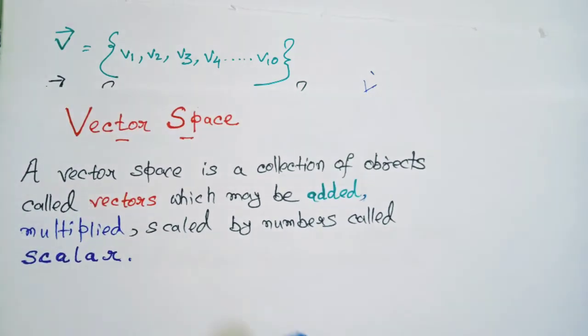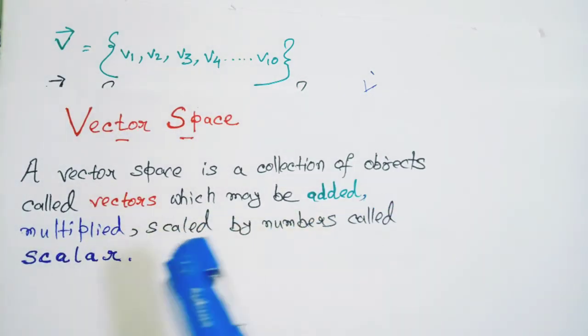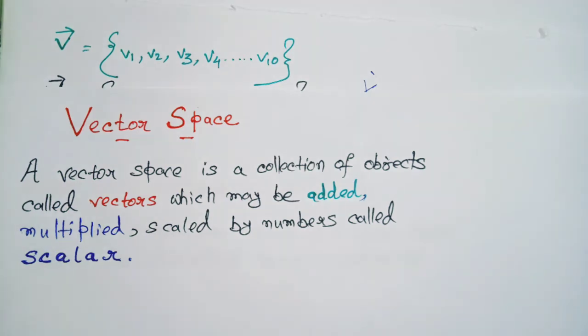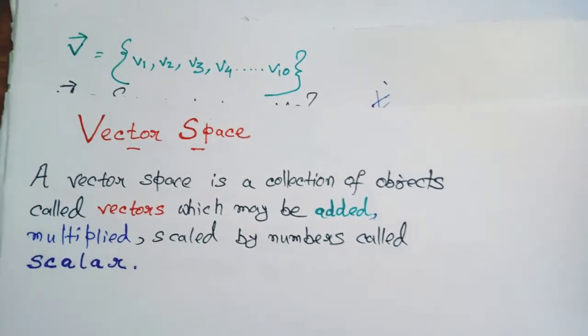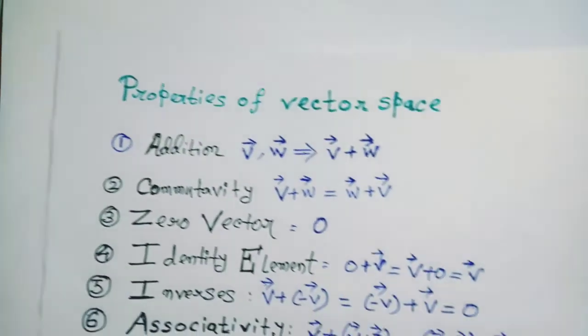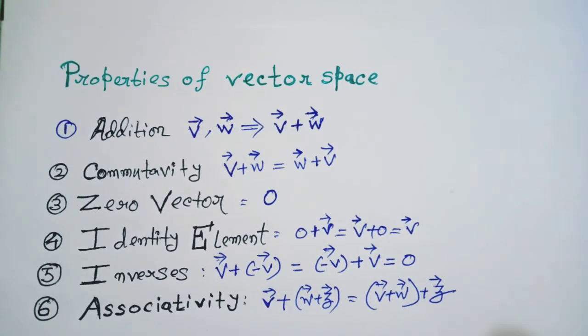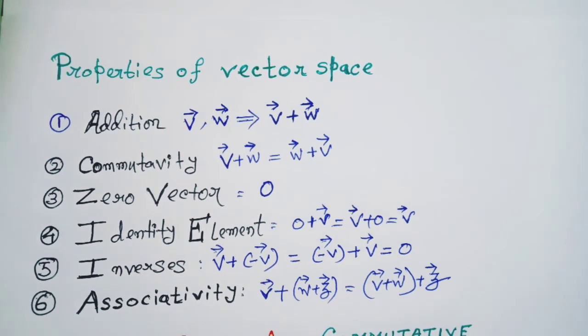So we will wait till that, which may be added, multiplied. We will come to that part later. So when we talk of objects which are called vectors, we also need to see what the properties of a vector space are. So let us quickly see a basic overview. I have written these on a sheet of paper so that it becomes easier for people to understand. What are the properties of a vector space?